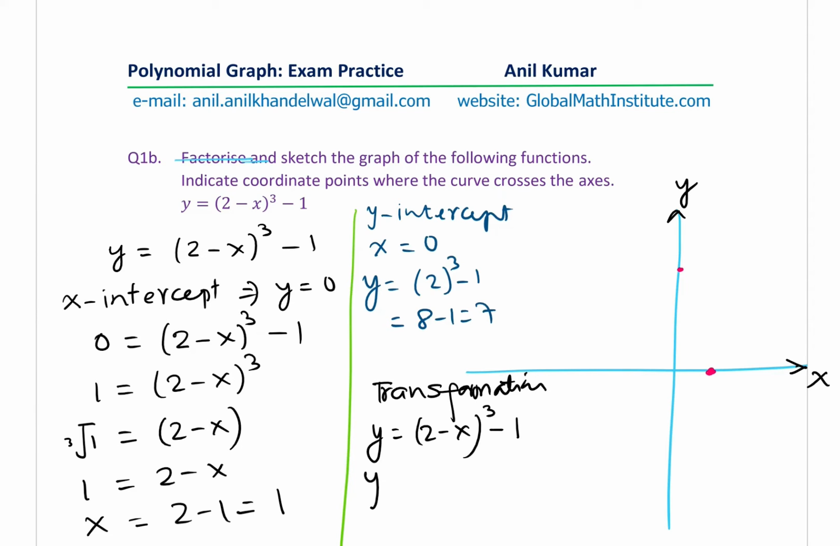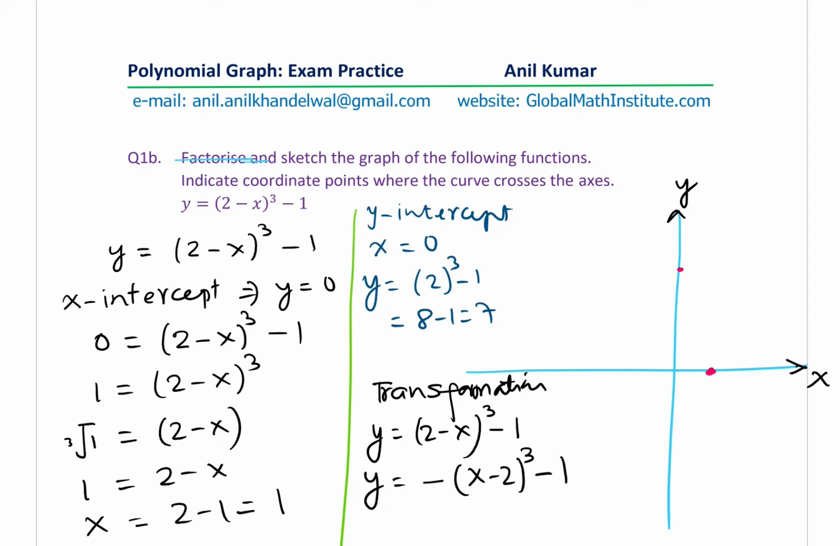Now we could think about it as minus (x minus 2) whole cubed minus 1. See, x should be written first. So that really means that the leading coefficient in this particular case is going to be negative, right? So left side up, right side down. You get the idea, right? So that is how it is going to be.